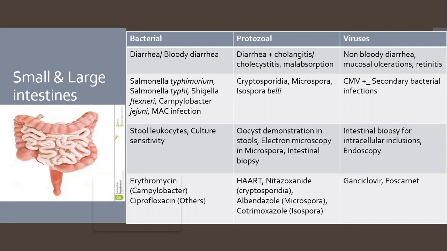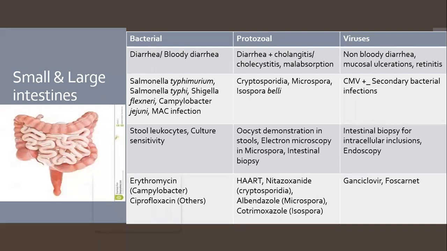The three important protozoal infections are Cryptosporidia, Microspora, and Isospora belli. I told you cryptosporidiosis and isosporiasis for more than 1 month is an age-defining illness. It occurs in clinical stage 3. Viral infection, it is usually caused by CMV. Now CMV is going to cause ulcer of the mucosa, so secondary bacterial infection also can occur.